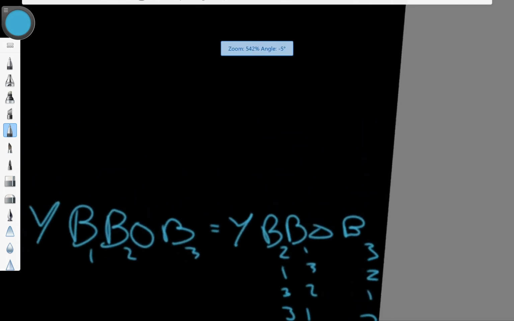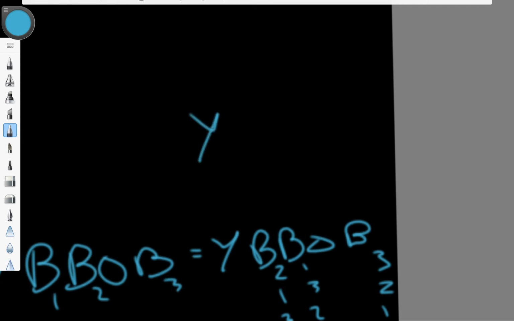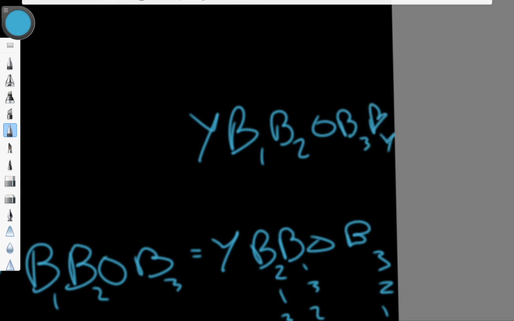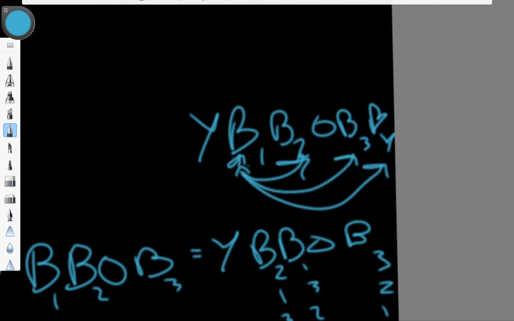How about when there's 4 letters? Let's just add another b, right? Y, b1, b2, o, b3, b4. How many ways? Well, there's going to be 4 factorial, because I need to arrange these 4 b's. This b can go there, there, there, or here. So there's 4 ways for b1 to go. For b2, b1's already taken one of the positions, so there's 3 ways. For b3, 2 positions. For b4, there's 1 position.